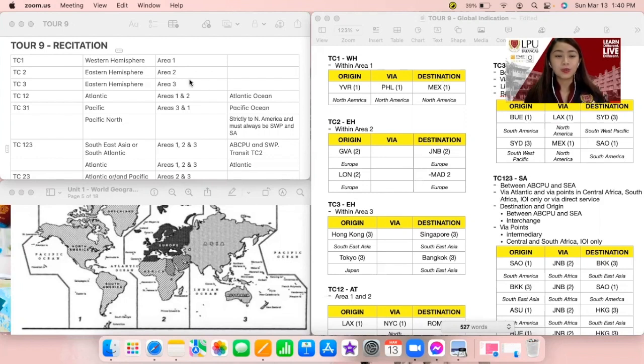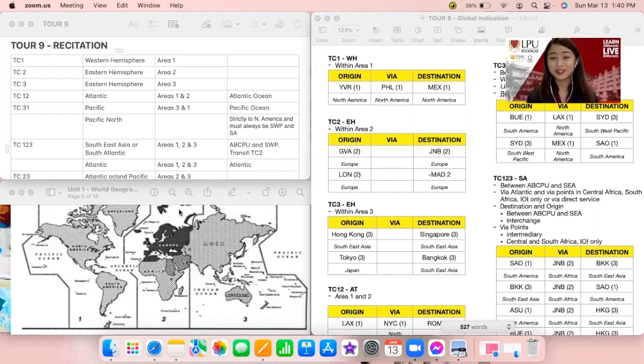For TC2, we have the Eastern Hemisphere, Area 2, all countries within Area 2, so it includes Europe, Africa, and the Middle East. Again, it can be either origin or destination as long as it falls under Area 2. Then for TC3, we still have the Eastern Hemisphere because Areas 2 and 3 are the Eastern Hemisphere of the world. So all countries within Area 3, the Asian countries, Australia, and the likes, Japan, Korea.